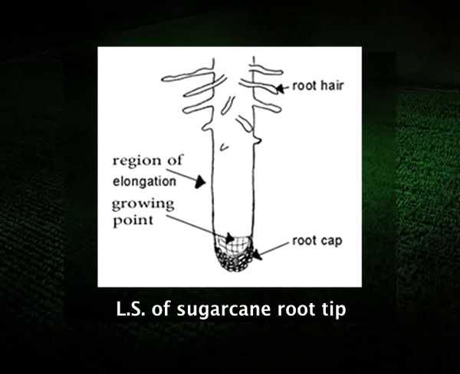A longitudinal section of a root tube consists mainly of four parts: the root cap, the growing point, the region of elongation and the region of root hairs. The root cap protects the tender tissues of the growing point as the root pushes through the soil. Now, the second, growing point, consists mainly of an apical meristem where cell division takes place.